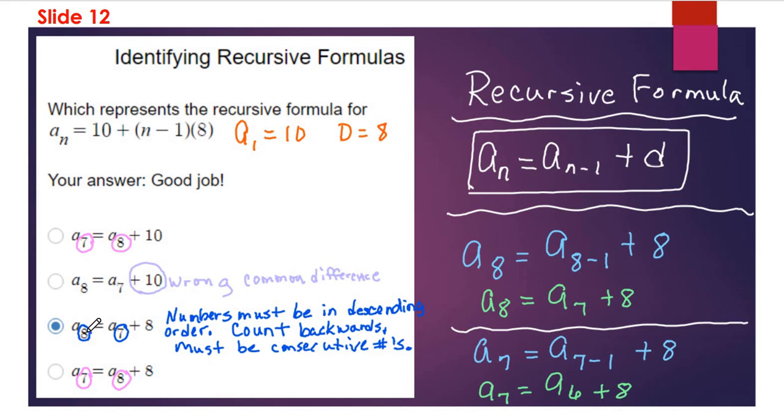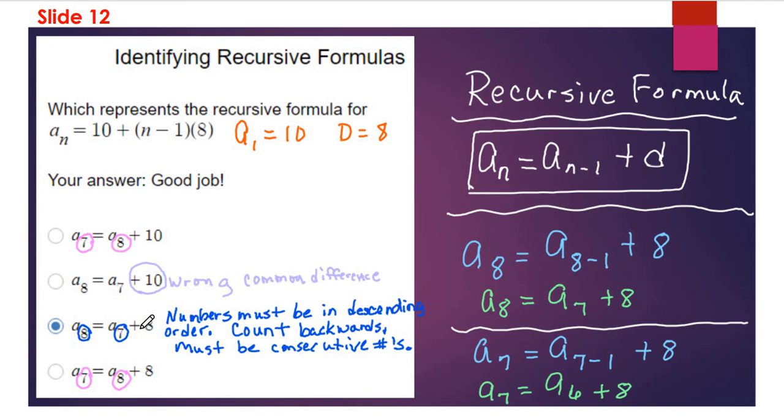Make sure that the numbers right here are in descending order. You're counting backwards, and they are consecutive, like 3, 2, 1, 0, count backwards, 10, 9, 8, 7, right here. They cannot be counting up. So this one right here does match. This one is automatically out because you're counting forward. You want to count backwards.